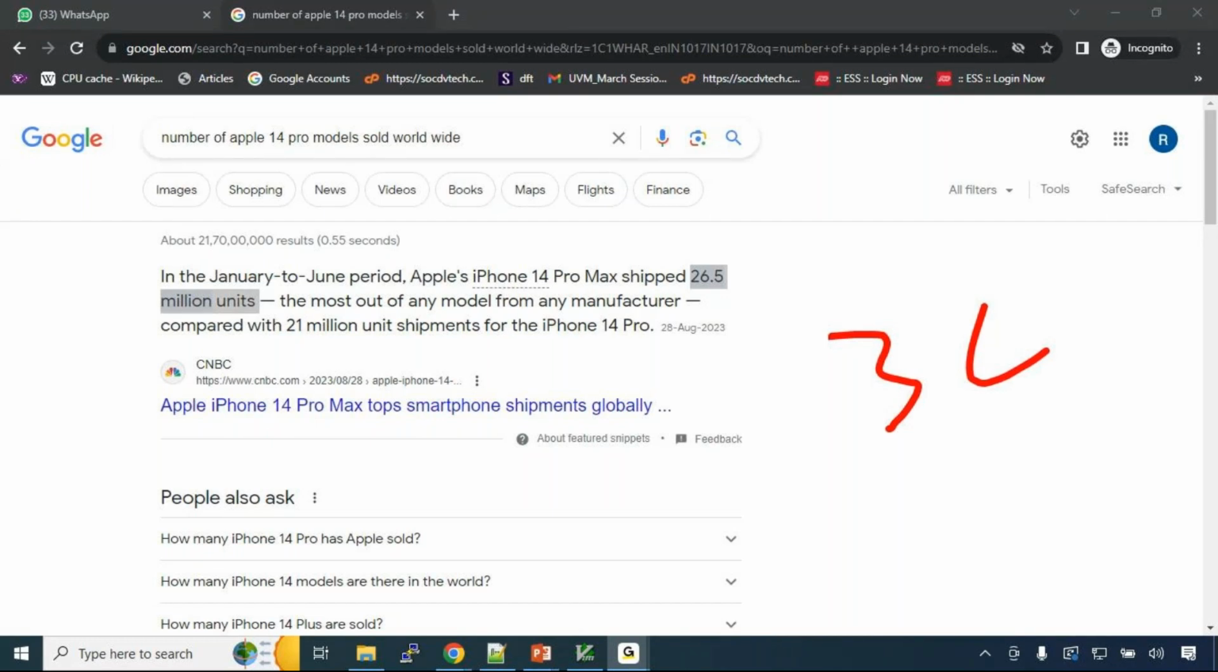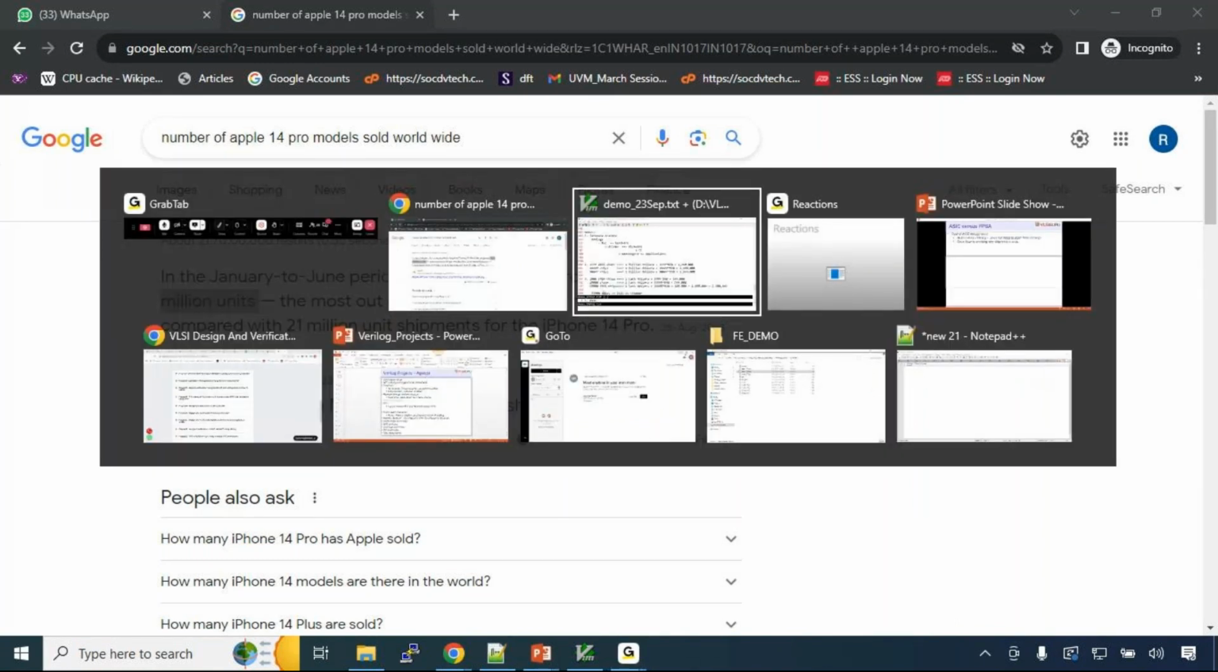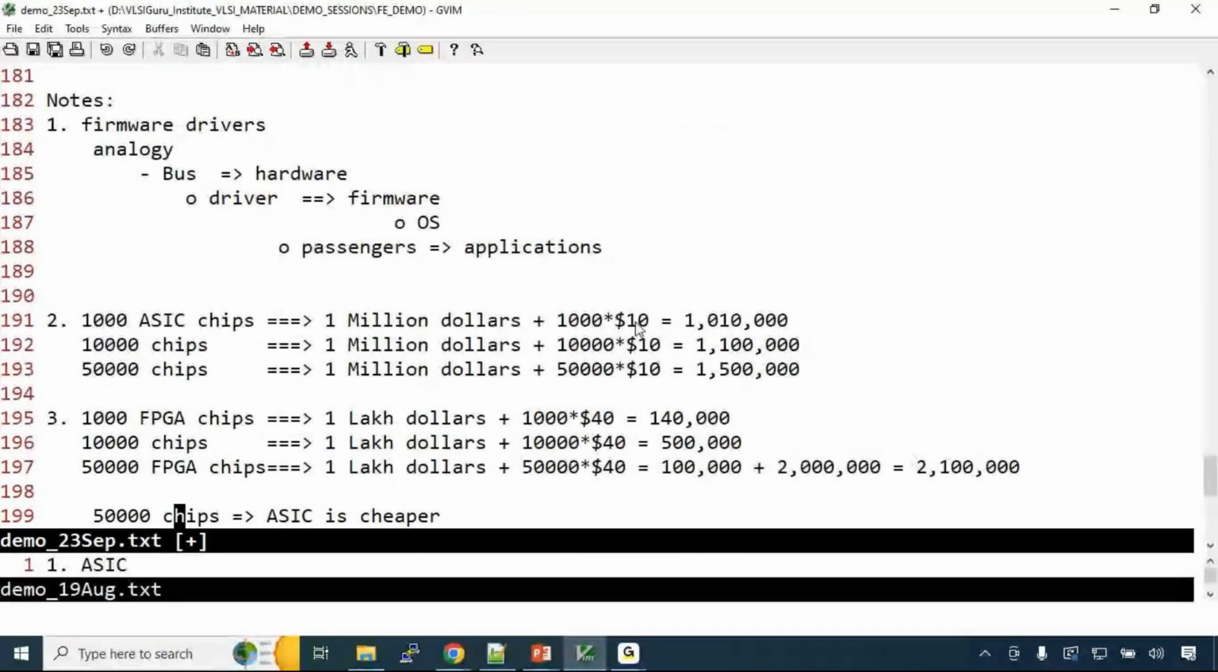Now you do the calculation. Tell me what is naturally the choice for them? ASIC flow is the natural choice. That's why they'll go with ASIC only, because for them this cost is the important point. See, this $10 is important. Even though initial investment is very high, because you are investing, your cost per chip will be less. Why will the cost be less? What is making it so cheap?